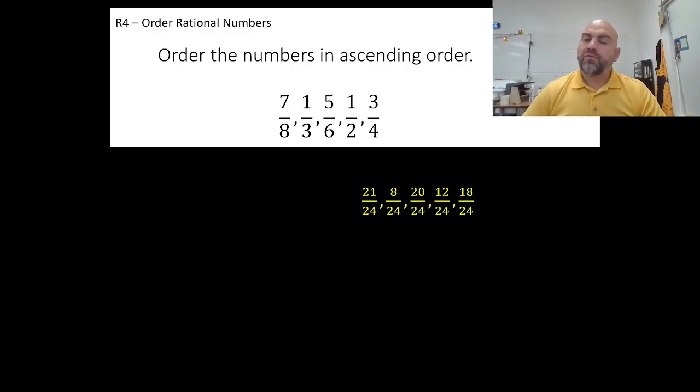So let's order them from least to greatest. 8, 12, 18, 20, 21. There we go. And then write them out in order based on their original. So 8/24 is the same as 1/3. 12/24 is the same as 1/2. And so we're going to write them out in that order so that we can see the original values put in there.